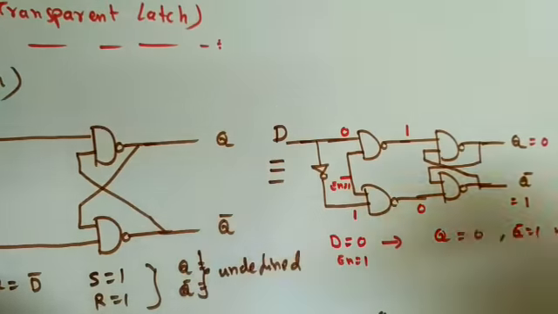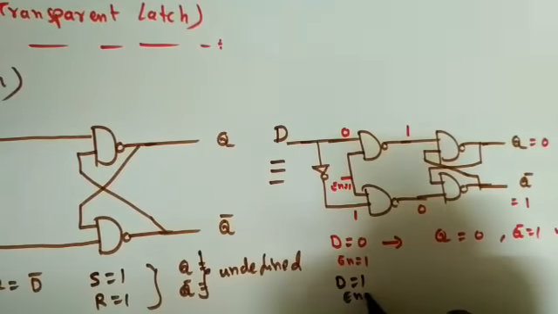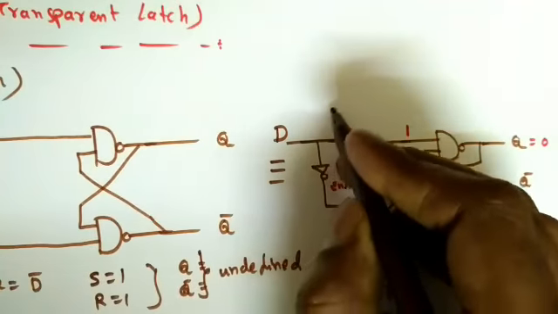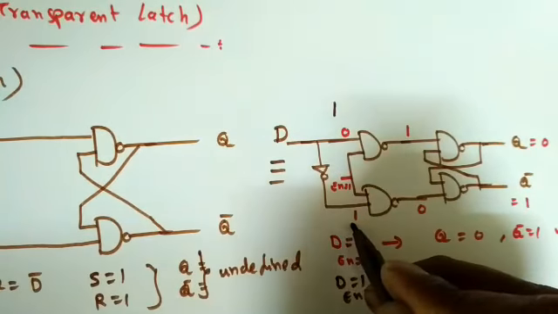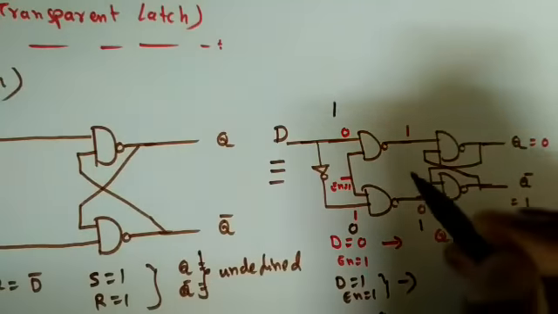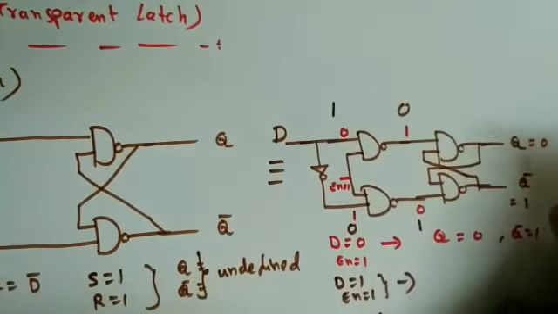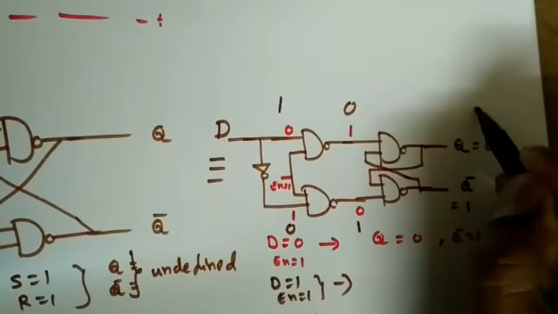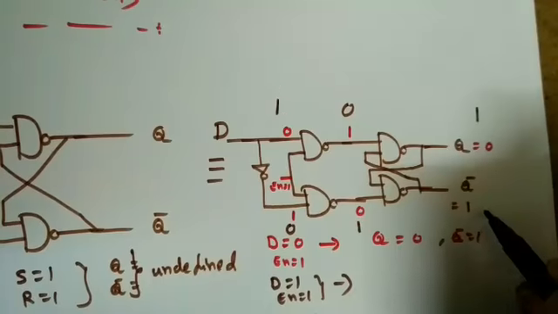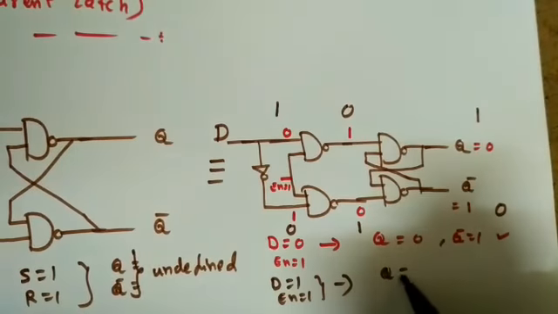Now the second condition: if D is equal to 1 and enable pin is equal to 1, what will I get? So this is 1, the opposite means 0. So 0 into anything, I will get 1. With enable 1 and 1, I will get 0, since 0 into anything is 0. So what is the output? Q is equal to 1. So 1 is coming here, 1 and 1, so I will get 0. So D is equal to 1, what is the Q? Q is equal to 1.